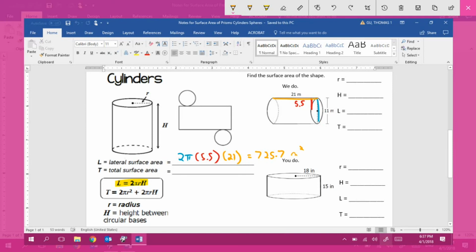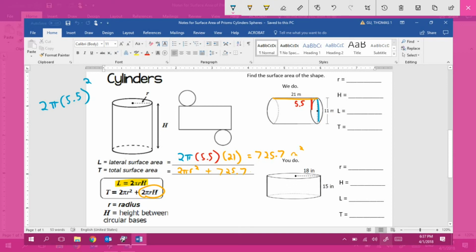And how do I find the actual total surface area? We're going to take that number we just found, the 2 pi rh, and we're going to add that to 2 pi r squared. So let's find 2 pi r squared. 2 times pi times, what was r again? That didn't change, it's 5.5. But this time we're just squaring the 5.5. So put that in the calculator, 2 pi 5.5 squared.